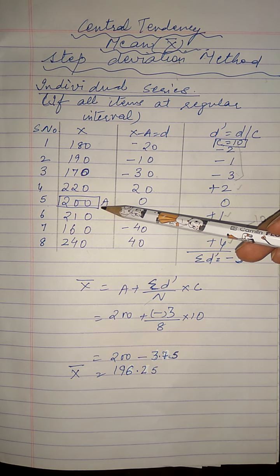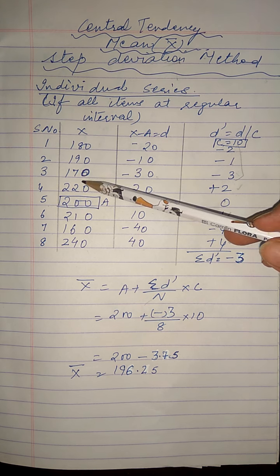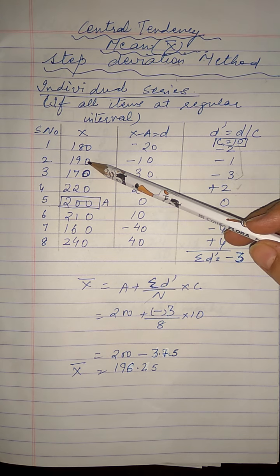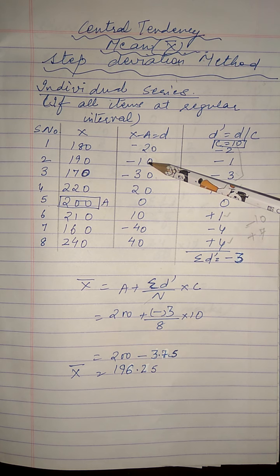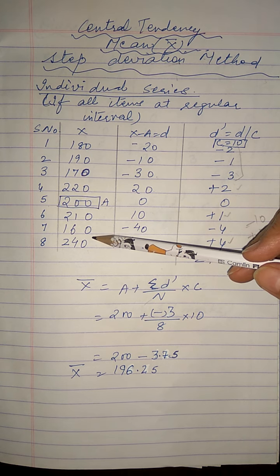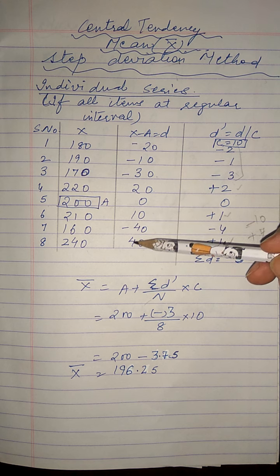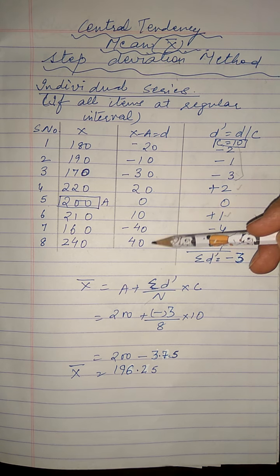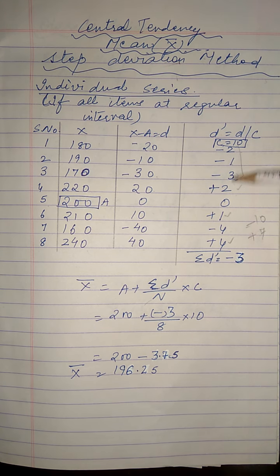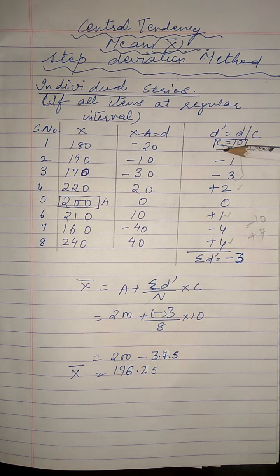Like we have taken 200 as assumed mean. When we subtracted the 200 from these terms, from 190, it is minus 10. 220 minus 200 is plus 20. 160 minus 200 is minus 40. And 240 minus 200 is plus 40. Now we have taken these deviations to their minimum terms. We have taken a common difference among these deviations. So this is C, that is common difference.